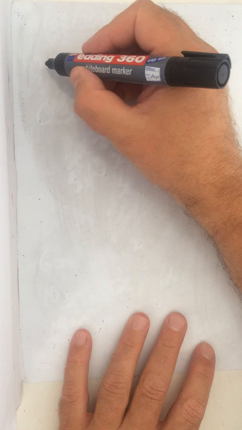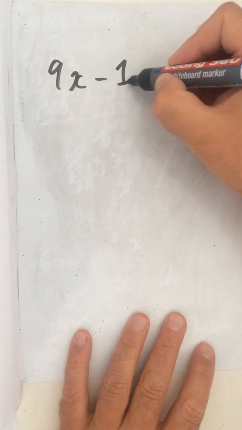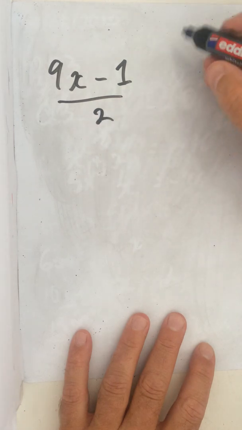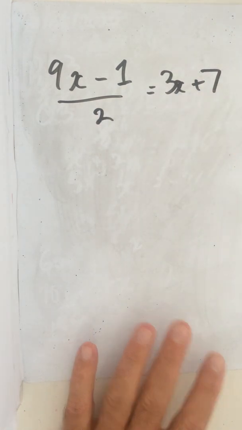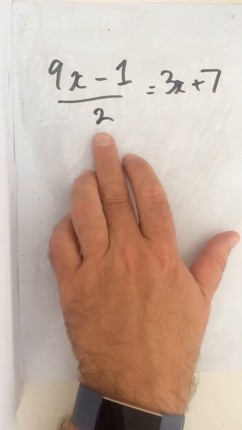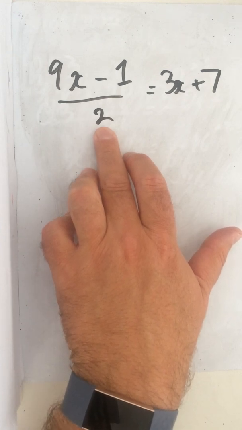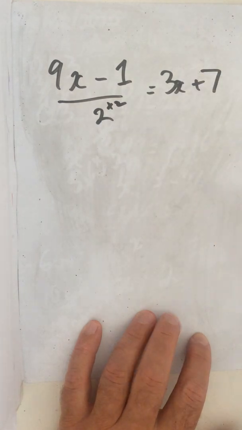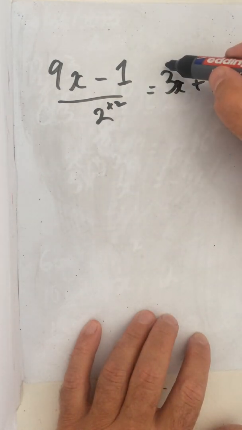So let's have a look at this question. Now we've got (9x minus 1) over 2 is equal to 3x plus 7. So again, just like the last questions, the first thing we want to get rid of is this dividing by 2. Because it's dividing by 2, we times it by 2. And we have to do the same on the other side now.